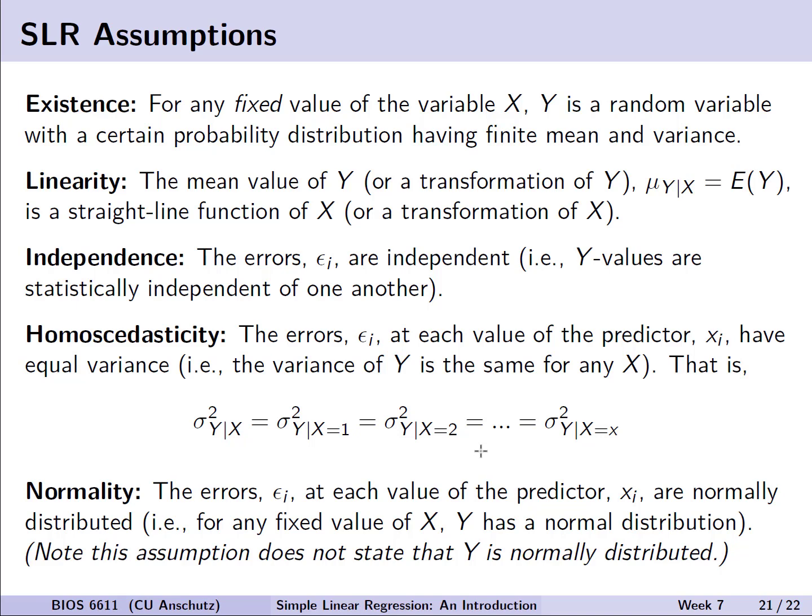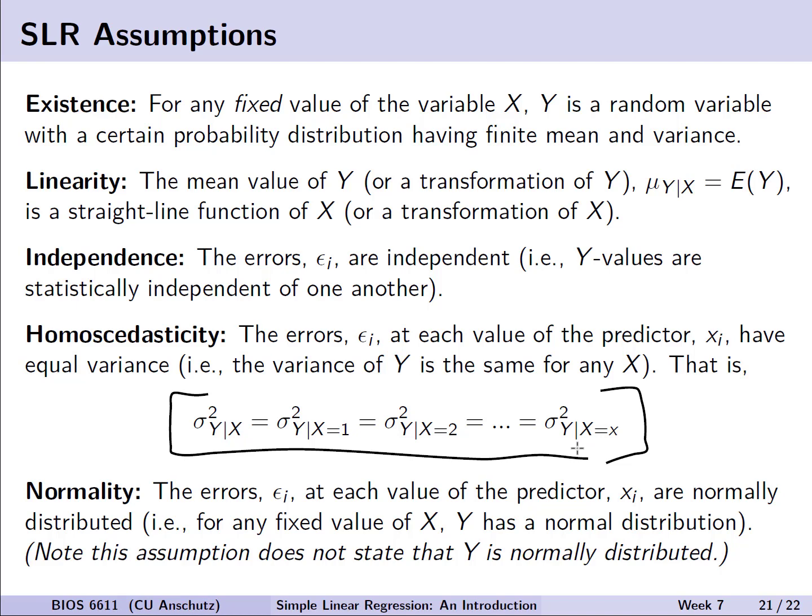We also make the assumption of independence, where the errors epsilon sub i are independent. In other words, the y values are statistically independent of one another. And we can note if this is violated, there are fancier methods that we can use to account for this correlation. Fourth, we'll assume homoscedasticity. The errors epsilon i at each value of the predictor x sub i will have equal variance. In other words, the variance for y will be the same regardless of whatever value of x we choose. So we can see this written out here as the sigma squared y given x will be equal to any given value of x we might give.